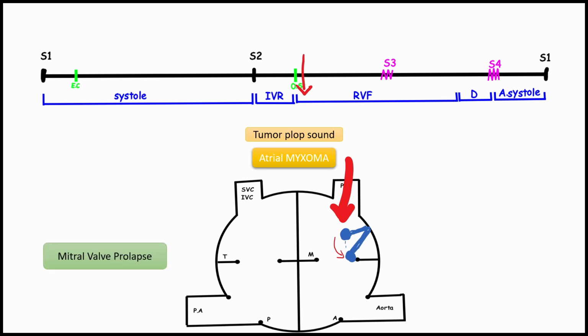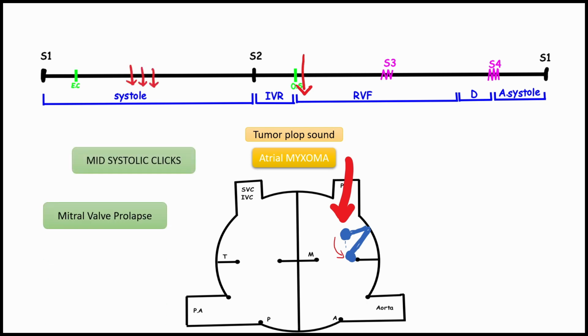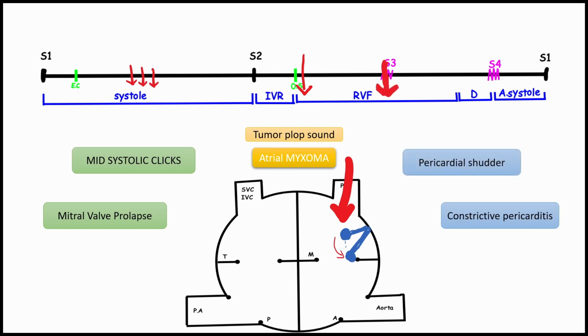In case of mitral valve prolapse, we can hear mid-systolic clicks. In case of constrictive pericarditis, we can hear pericardial shudder sound during the S3 sound.